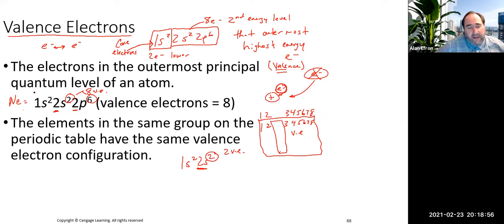If you look at neon, it's all the way at the end of the periodic table in group number 8, which is why it has 8 valence electrons. If you look at beryllium, it's sitting right about there, in group number 2, and it has 2 valence electrons. So that's a much easier way to figure out the total number of valence electrons: simply go to the periodic table and look at the group number.